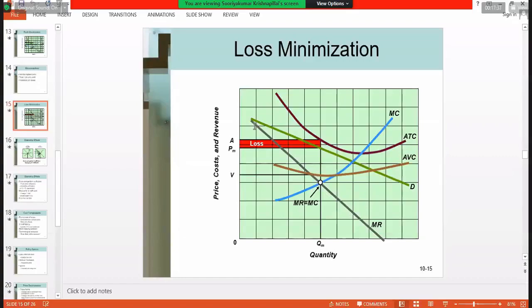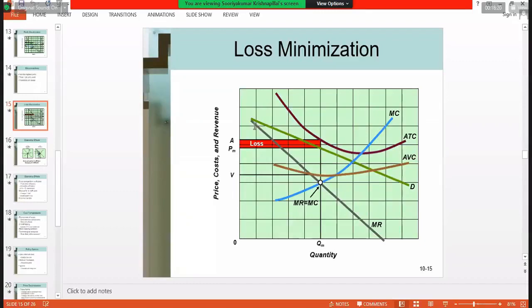If the average total cost of the monopoly is above the demand curve, sometimes the demand for the monopoly product may decrease. We studied many determinants of demand, so for some other reason demand decreases. Now marginal revenue equals marginal cost at the level of QM.